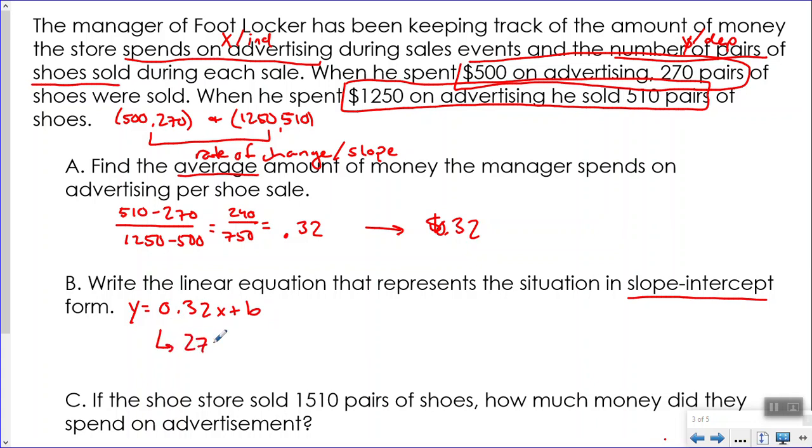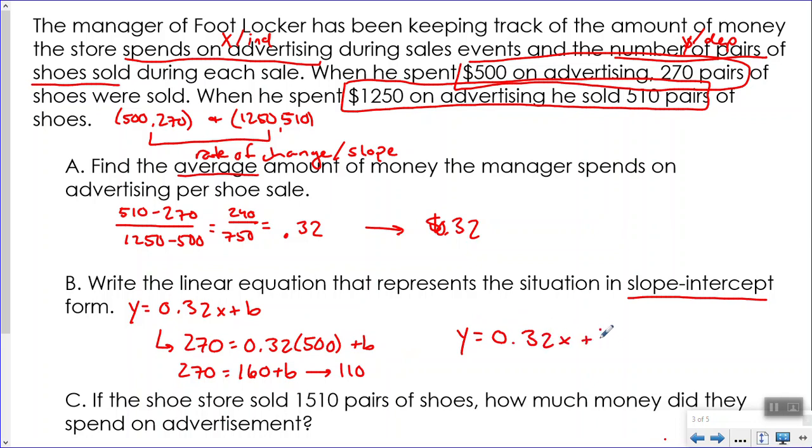So we have 270 equals 0.32 times 500 plus b, and now I just go ahead and solve to figure out what b is going to be. So we have 270 equals 160 plus b, which gives me a b value of 110. So my equation is going to be y equals 0.32x plus 110.